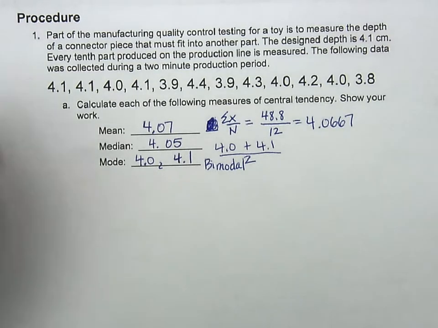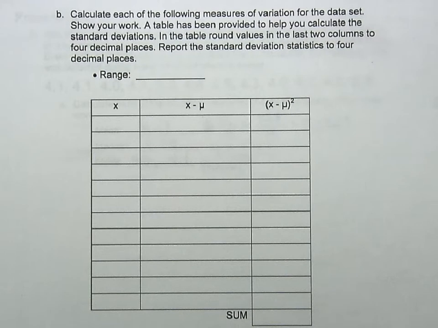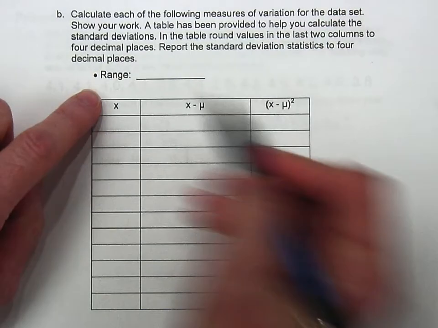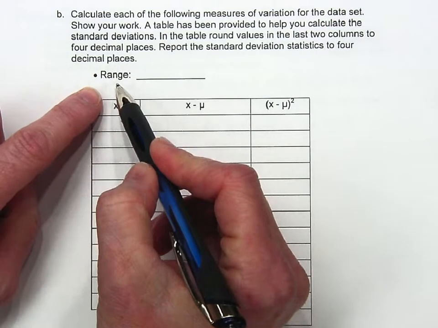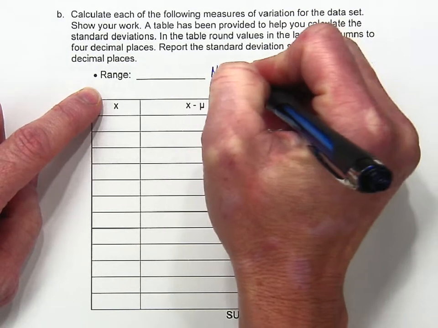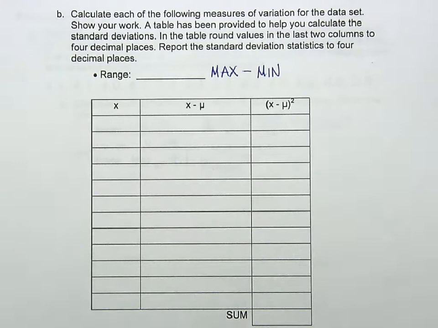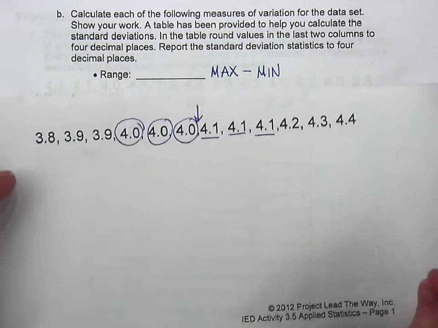Okay, now moving on, let's calculate standard deviation. Oh, first, I'm sorry, I get ahead of myself. Range. First, let's find the range. To get the range, you do the maximum number minus the minimum number. We just want to know what's the difference between my largest score and my smallest score.